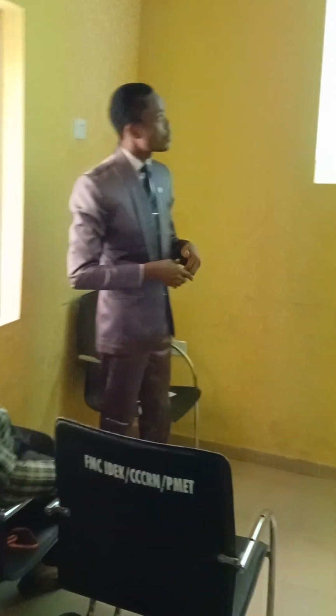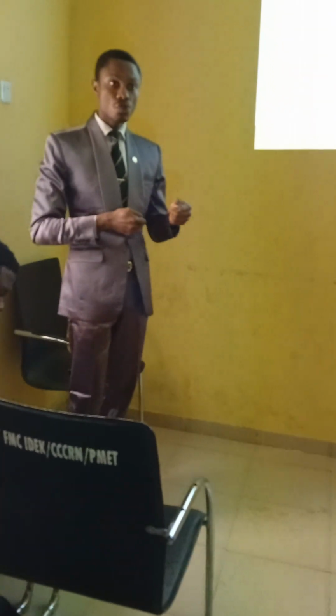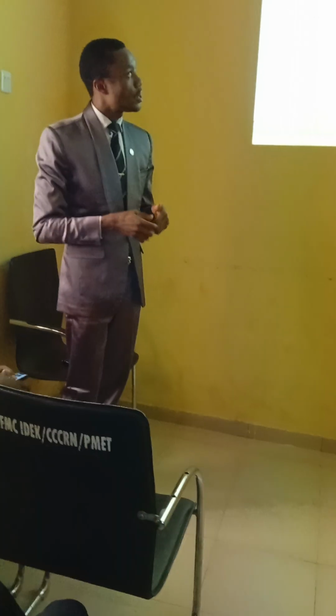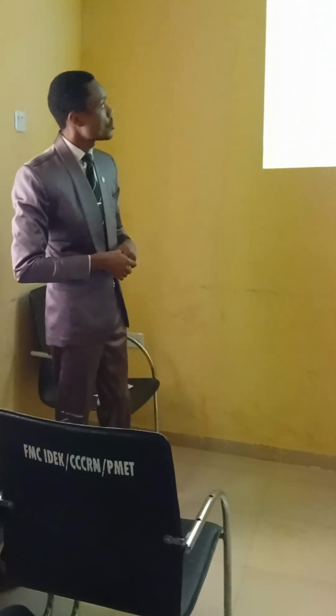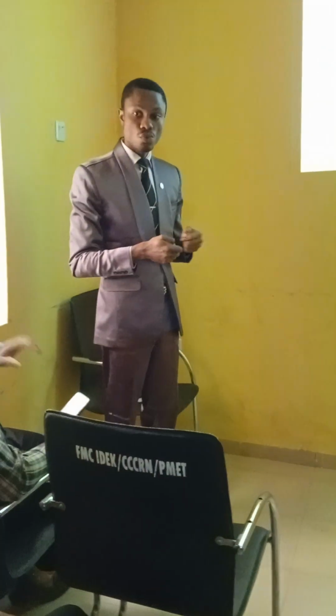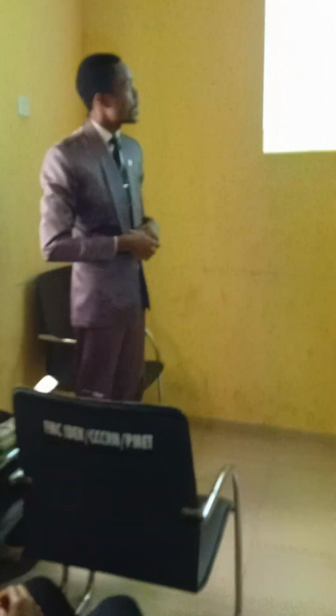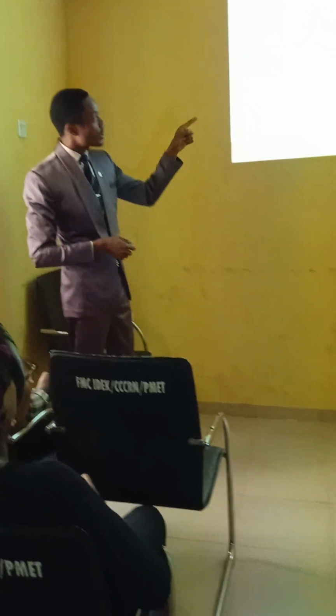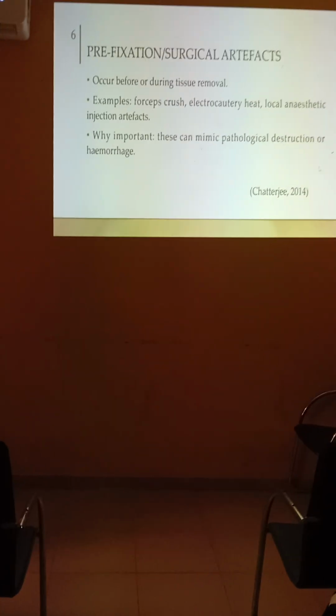You have the electrocautery heat. This one is introduced during surgery when heat is used. Laser heat may also be used during the surgery, and then you have the local anesthetic injection artifact. The injection too can introduce artifact to the tissue. It is important that we know these artifacts to help differentiate them from pathological destruction or hemorrhage.